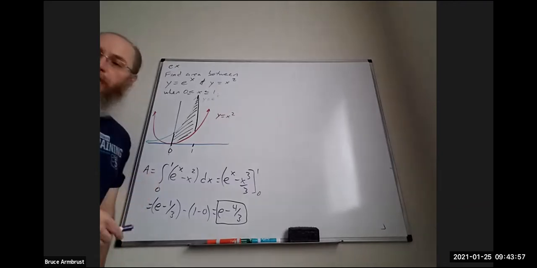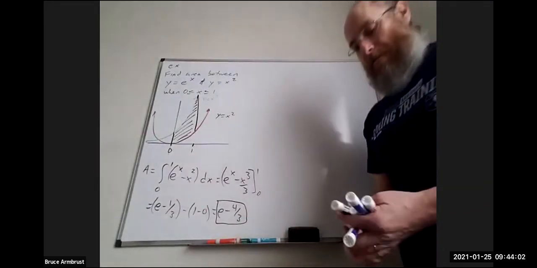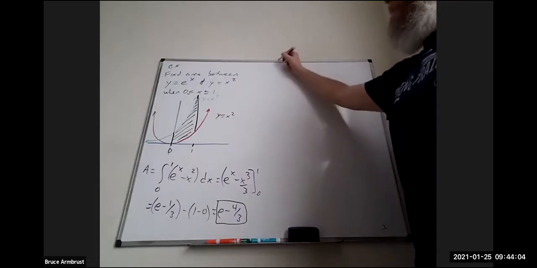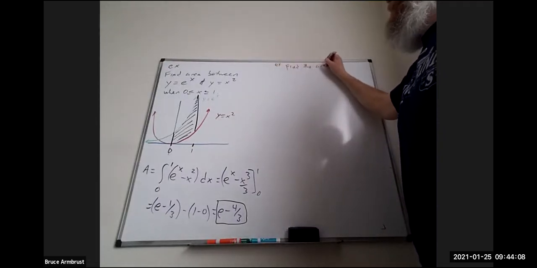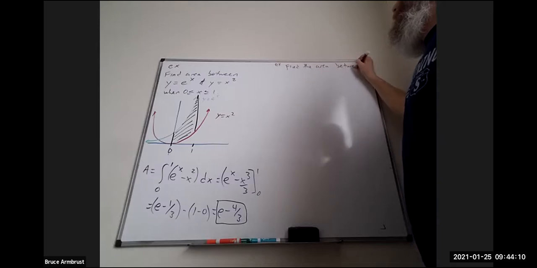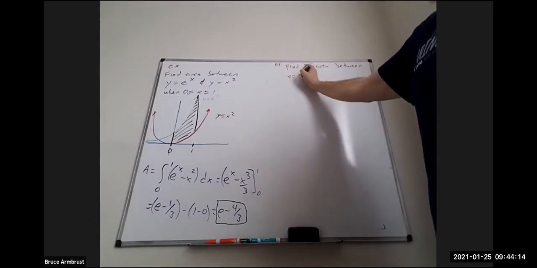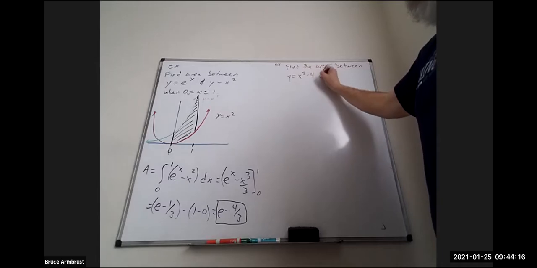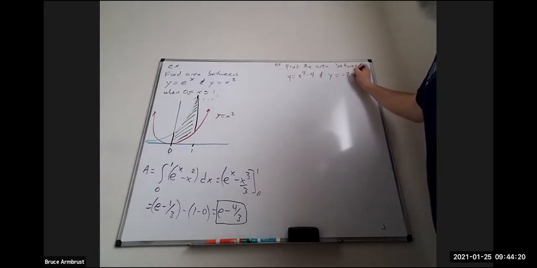All right, so let me show you another one. Let's try this guy. Let's find the area between y equals x squared minus 4 and y equals minus 2x.